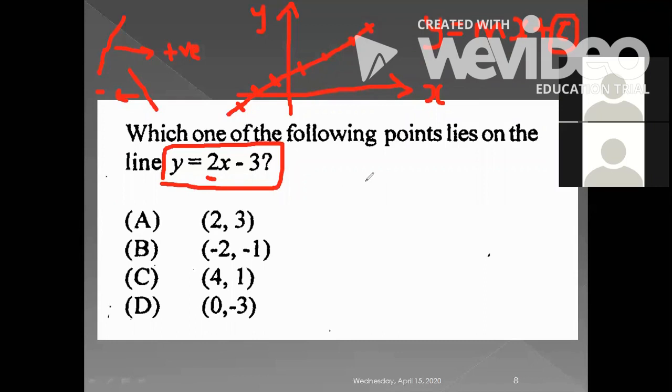Left. Sure? I say left. Come on. No, remember, we're dealing with the gradient, with the 2. So you look at the sign for the 2, for the gradient, and this gradient here is positive. So the line is falling to the right, and it will cut the y-axis at -3.